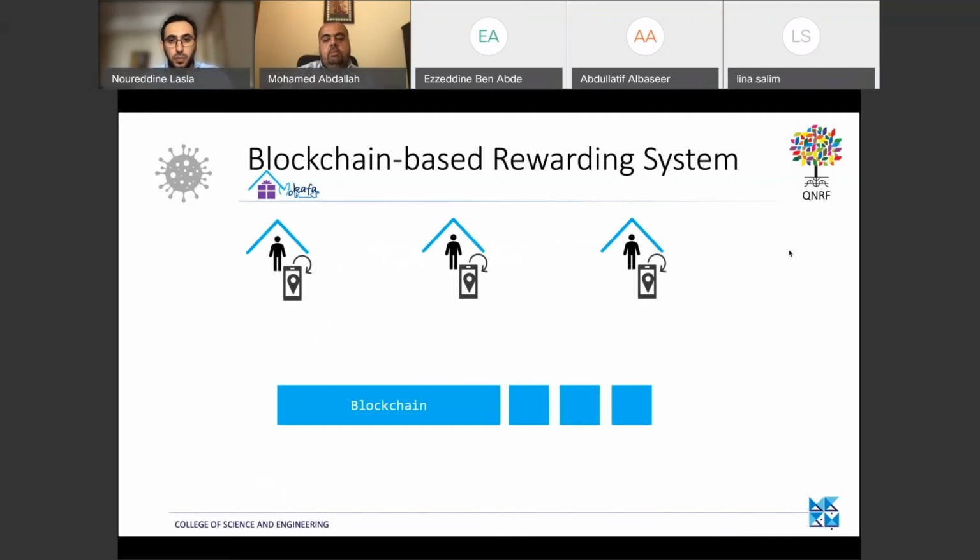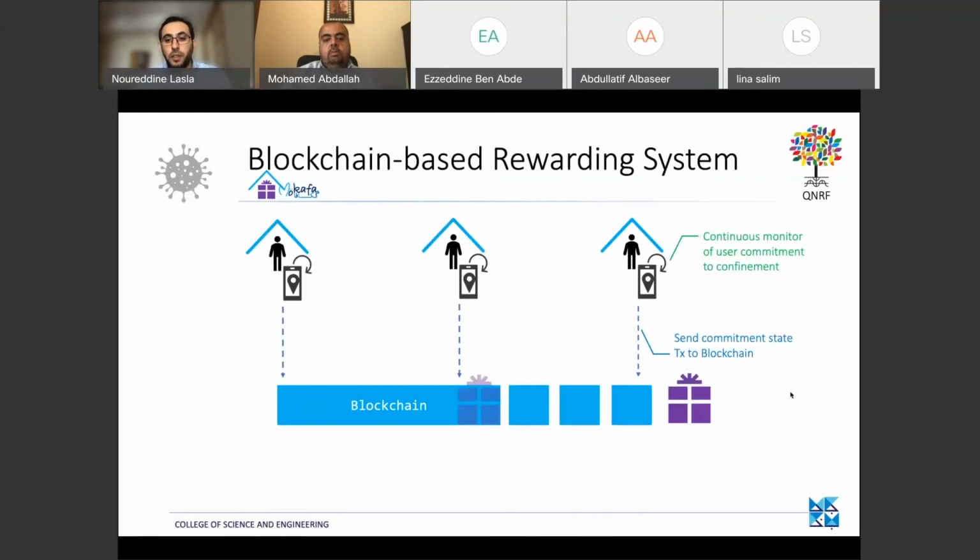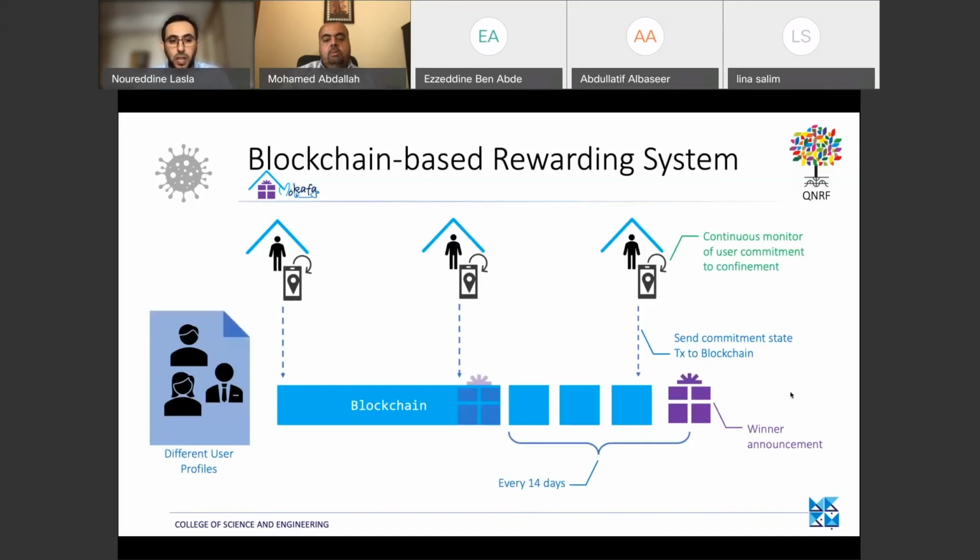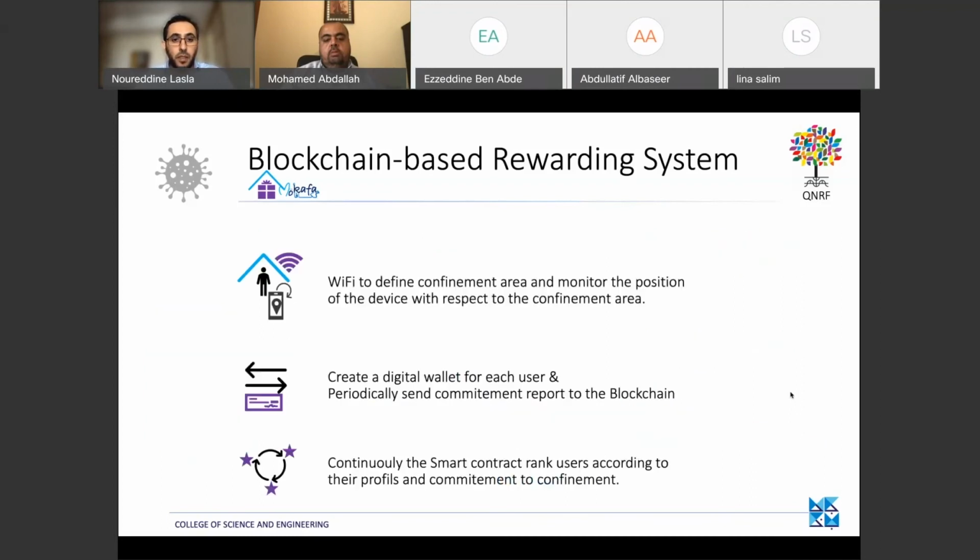Basically, the idea of the project is that each user will have a mobile application that will continually monitor the commitment of the user to the confinement, and then send a report to the smart contract, or to the blockchain, about the commitment state of each user. Then the smart contract periodically announces the winners, the top winners, or the ranking of the different users. How to reward these people will be defined later. And of course, we have different user profiles handled by the smart contract.